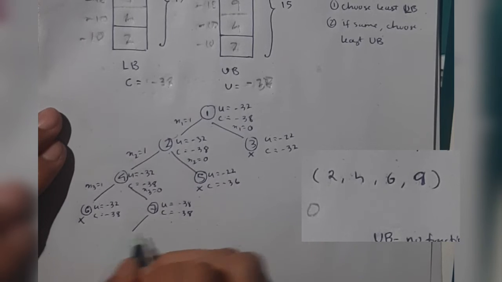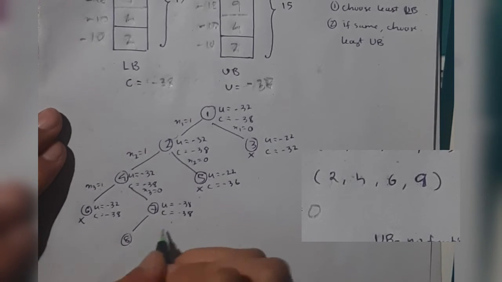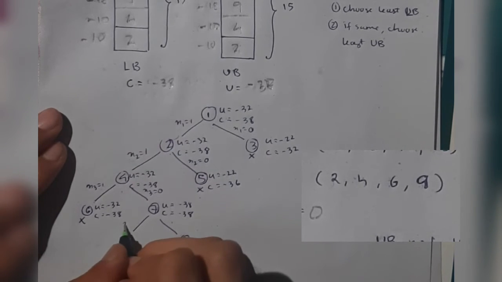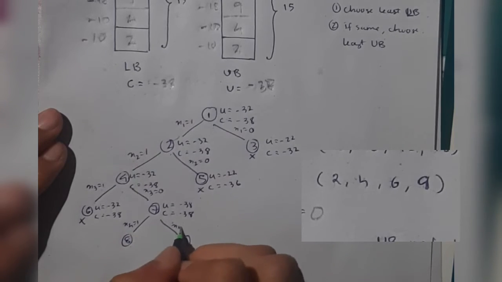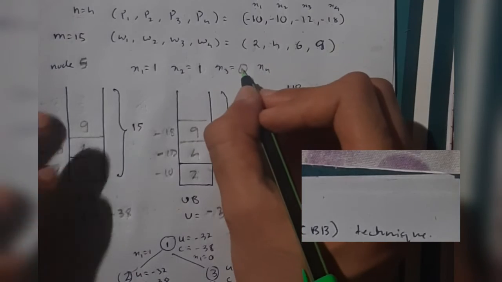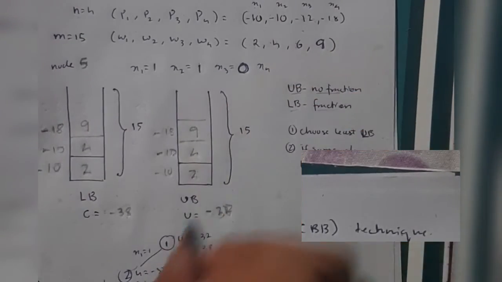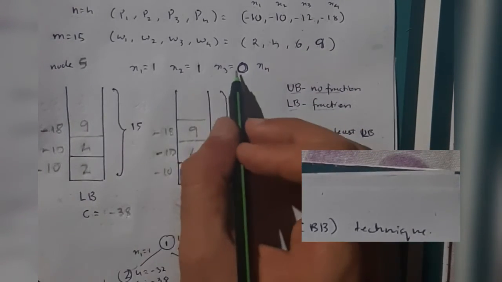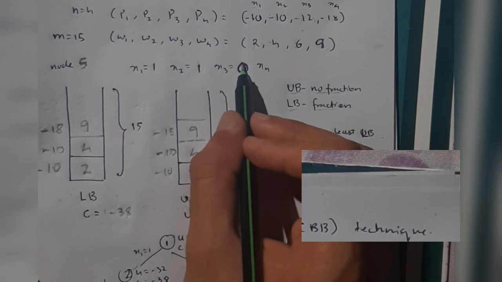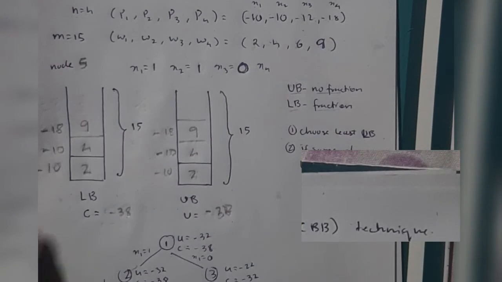On the seventh node we'll be getting the 8th and 9th nodes. This one will be x4 is equal to 1 or x4 is equal to 0. Okay, so we'll be writing here x4. This one is 0, and x4 equal to 0 means we are excluding the fourth object here. Okay, means the third object will be excluded here.